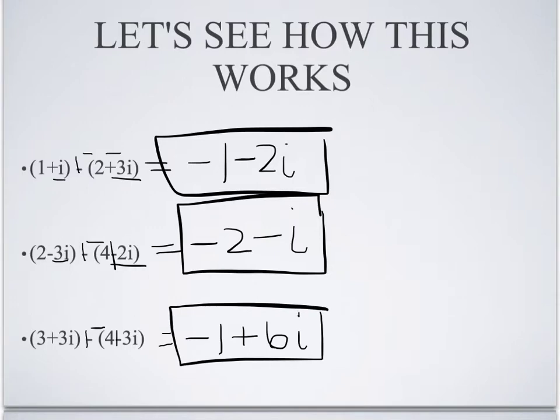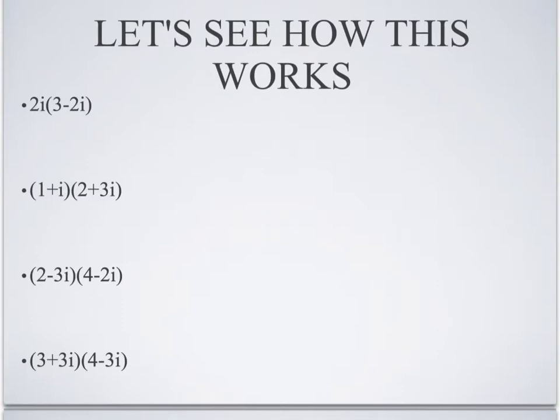Now let's see about multiplication. So remember I said with multiplication we're going to distribute or FOIL depending on what it looks like. If we look at the first one, that requires us just to distribute. 2i times 3 is 6i. 2i times negative 2i is negative 4i squared.